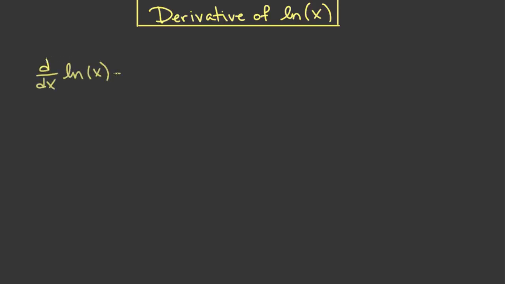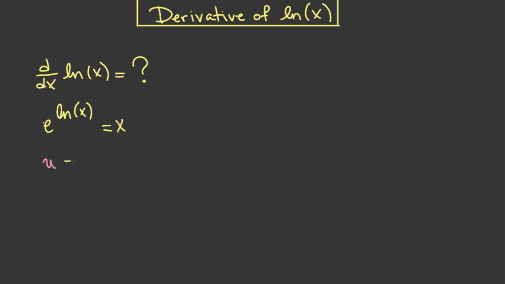We want to find the derivative of log x with respect to x. To do this, we are going to use the fact that the function e to the x is the inverse of the natural logarithm. What does this mean? This exactly says that e to the log x is equal to x.